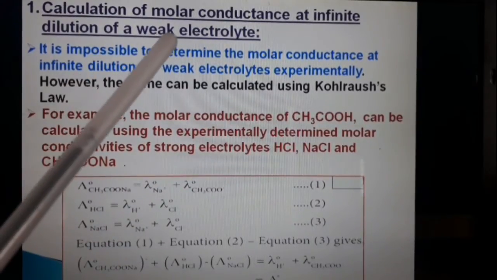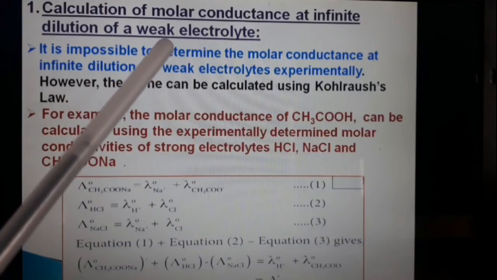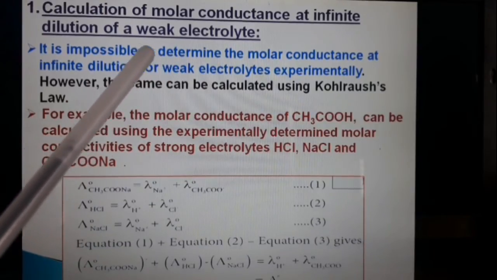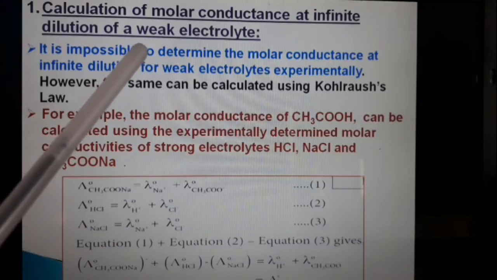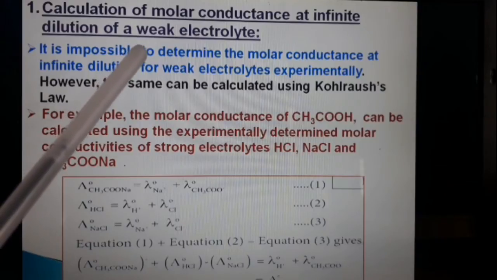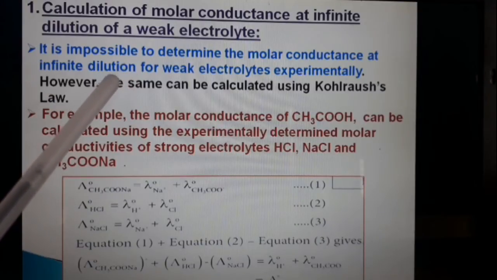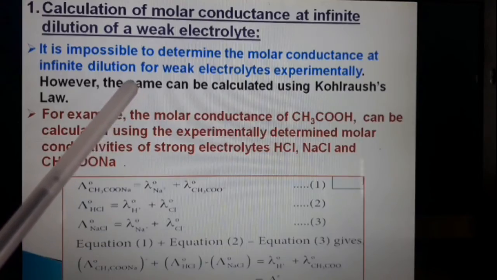Now move to the main topic. First, the calculation of molar conductance at infinite dilution of a weak electrolyte. Infinite dilution of a weak electrolyte means adding more water to the weak electrolyte. We know that acetic acid is a weak electrolyte. It is not able to be determined experimentally, because more dilution is needed.